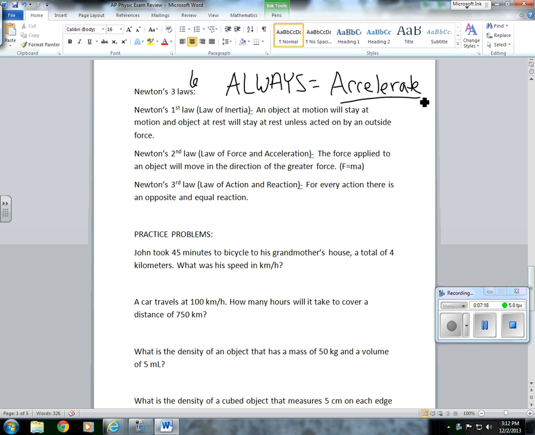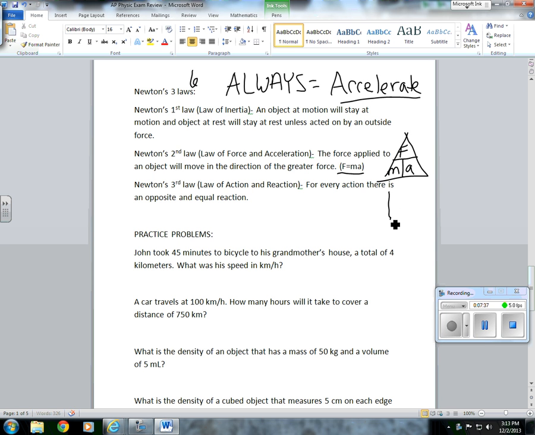Newton's second law is the law of force and acceleration. The force applied to an object will move in the direction of the greater force. So remember, the formula is force equals mass times acceleration. Remember, you can use the triangle formula where force equals mass times acceleration.